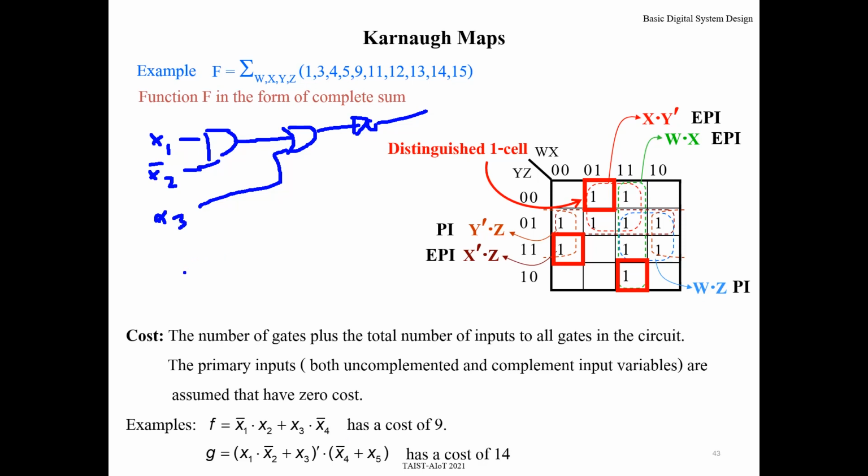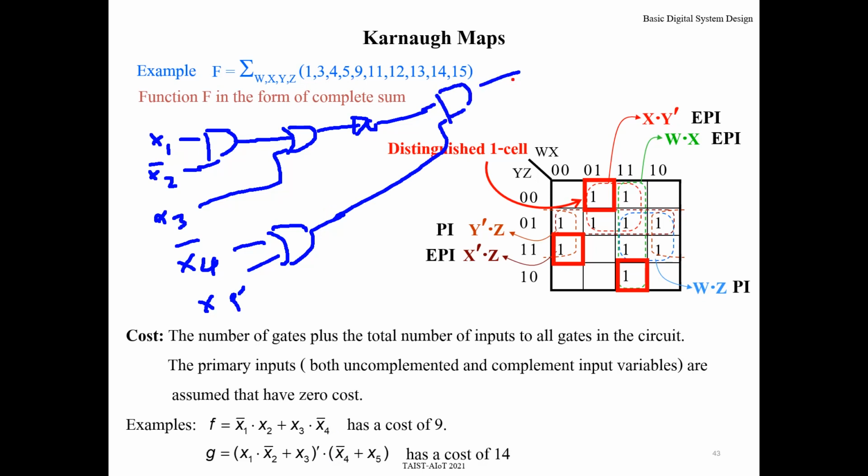x4 bar plus 5, x4 bar or x5, and this one. So let's count the cost. There are 1, 2, 3, 4, 5 logic gates, right? And the number of inputs is 1, 2, 3, 4, 5, 6, 7, 8, 9. Okay, 9 inputs, 5 logic gates. Then the cost is 14.